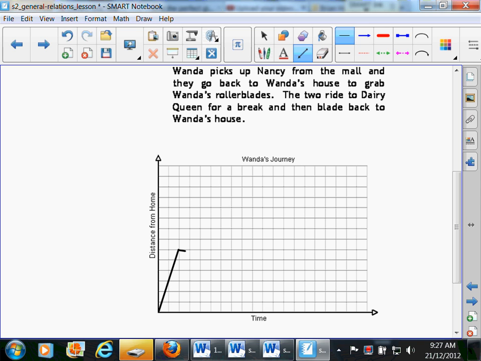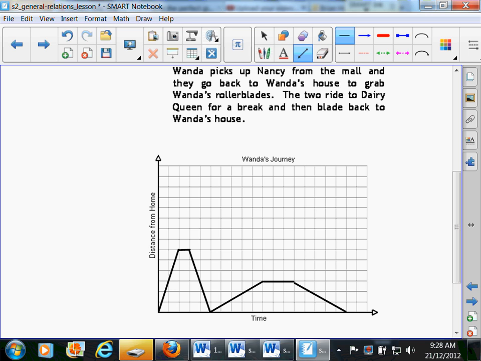She waits briefly for Nancy, and then they go back to Wanda's house. So at about the same speed. Now, they're maybe going to stay there for a moment. Maybe it's instant. Maybe they just pick up the rollerblades right away and go. So then they're going to ride to Dairy Queen. So the slope here needs to be less steep. So maybe it needs to be something like this. Then they go for a break. And then they should go home. So something like that would be a reasonable graph for this situation.